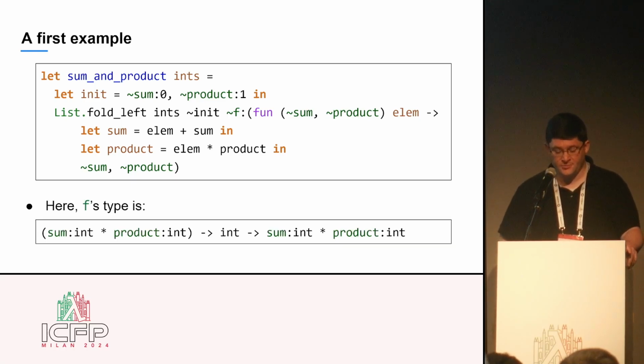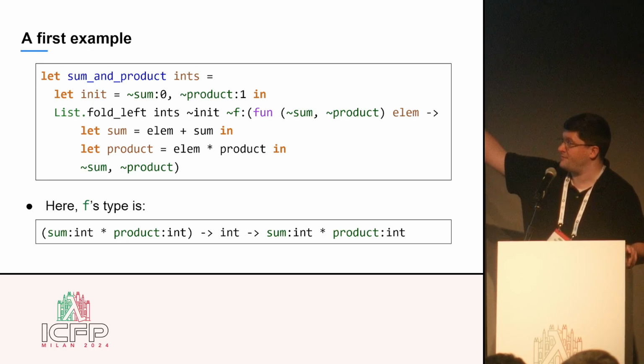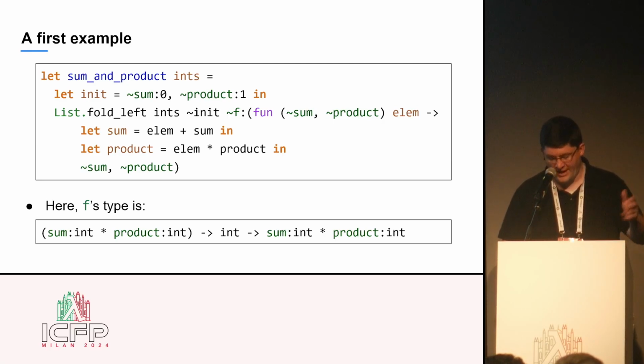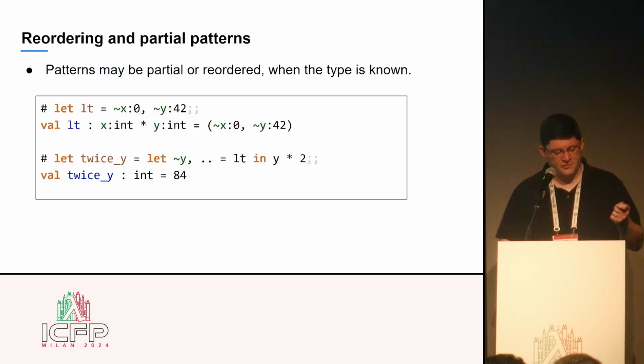There's also labeled tuple types, of course. This is what a labeled tuple type looks like. It looks like a tuple type. This is the type of the function f that's being folded here, and its argument and return are labeled tuples, and those look like tuple types but with labels. Okay, not rocket science. There are a few twists.